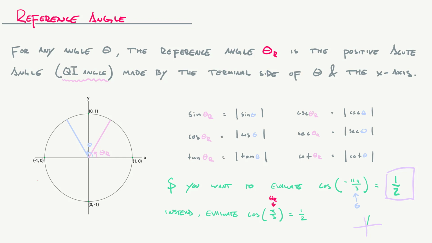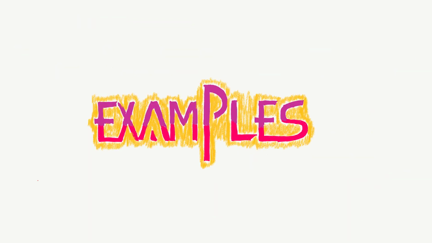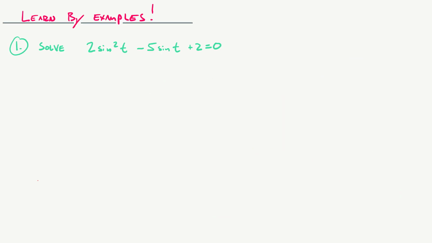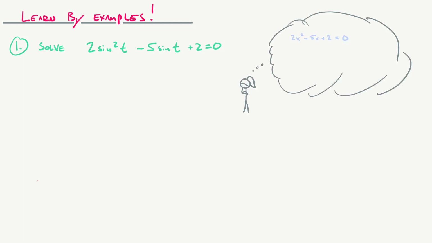Let's do some examples. All right, so for example 1, let's say we want to solve 2 sine squared t minus 5 sine t plus 2 is equal to 0. You want to get sine t by itself before you inevitably take the sine inverse, take the arc sine of both sides to figure out what t is supposed to be. So I would think about this as a quadratic expression, but instead of sine t, you've just got like an x or something like that.